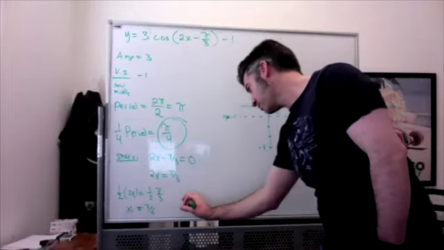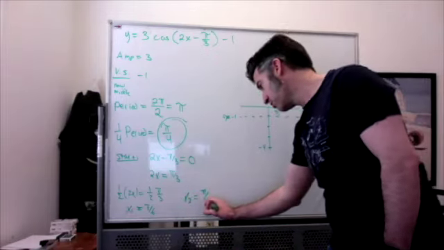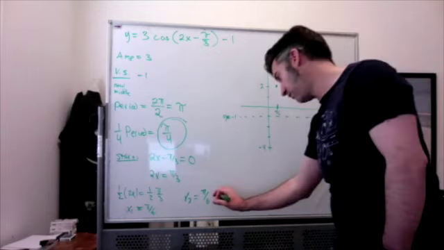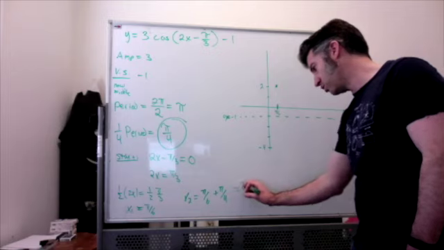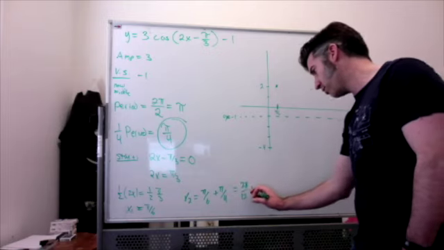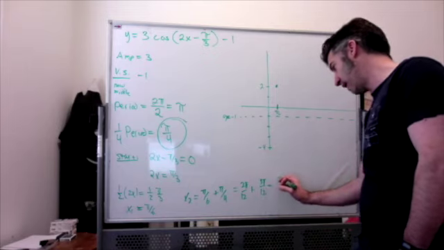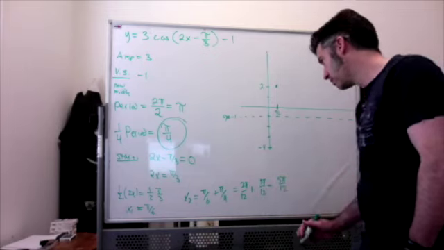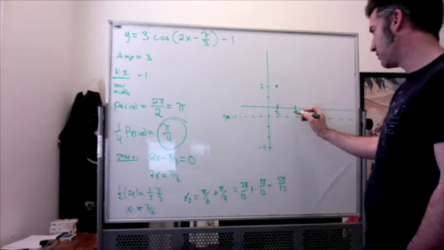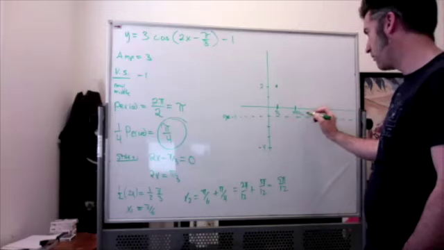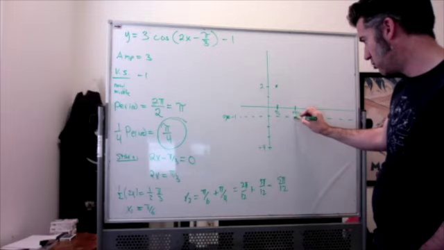My second point is going to be that point, pi over 6, plus 1/4 of my period, which is pi over 4. I need a common denominator. Then I'm going to get 2 pi over 12 plus 3 pi over 12, which gives me 5 pi over 12. So my next point is about right there. So there's 5 pi over 12. And we know that the next point, cosine goes from the top to the middle.